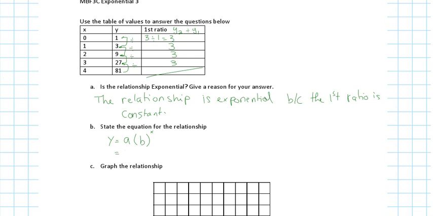What's your base? 3. Because the base is my first ratio to the power of x. So do I need to have that 1 here? No. If it's written or not written, it's like when you have 1x squared or just x squared. It's the same thing. 1 times 3 to the power of x is the same thing as just 3 to the power of x. Okay? So I can write this as y equals 3 to the power of x. That's my equation for this relationship.